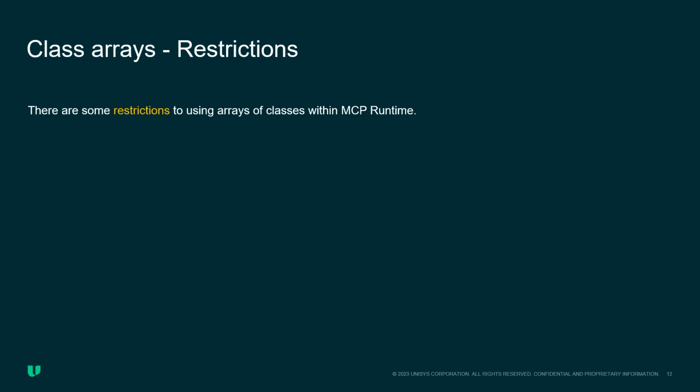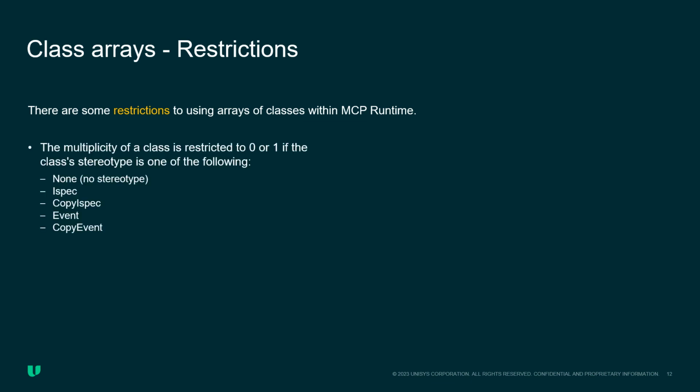The implementation of class arrays in MCP runtime comes with restrictions. Only an instance of a class may have a multiplicity that is greater than 1. As such, the multiplicity of a class is restricted to 0 or 1. This restriction applies to classes with the stereotypes that are listed here: none, which is no stereotype, iSpec, copy iSpec, event, and copy event.